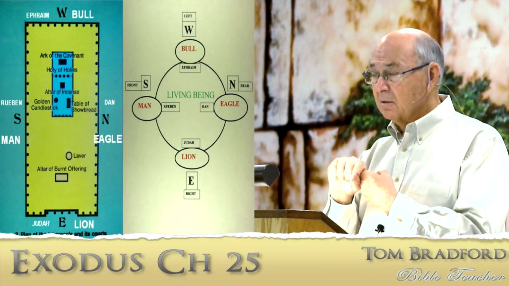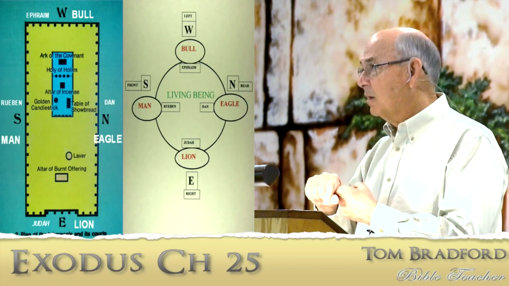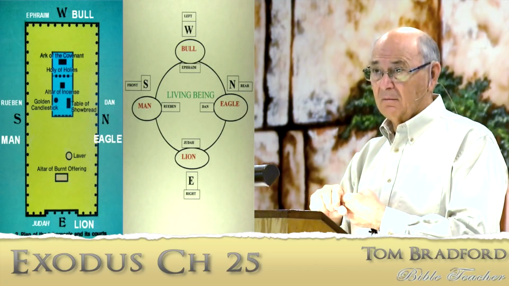Now, the symbols of these 4 leader tribes were a lion, an ox or a bull, an eagle, and a man, a human. And when we examined the books of Ezekiel and Revelation, lo and behold, we're told that these living beings who guarded Jehovah's heavenly throne and went with God wherever he went had 4 faces. And guess what they were? A lion, an ox, an eagle, and a man.